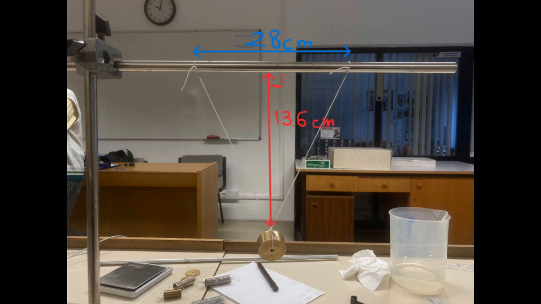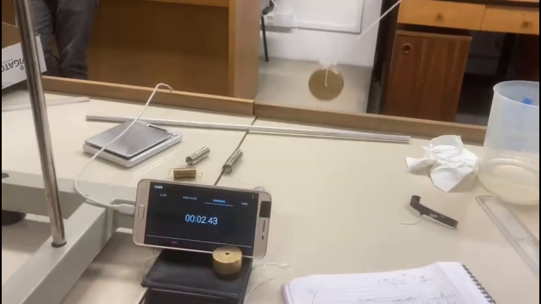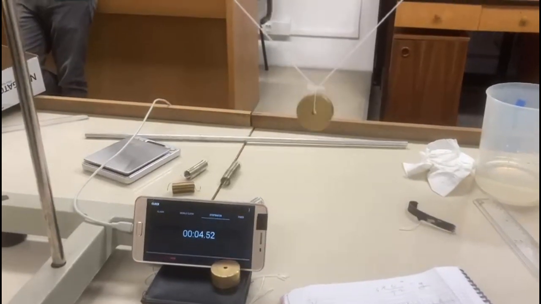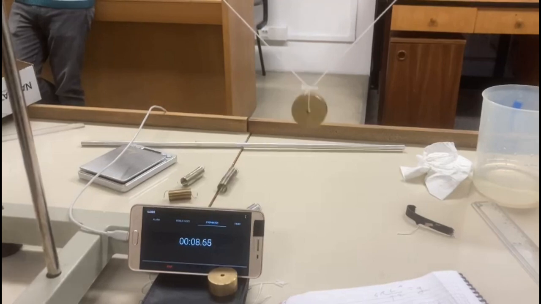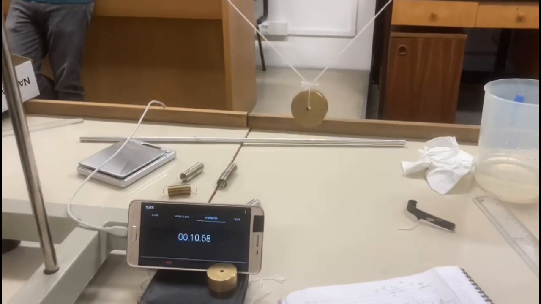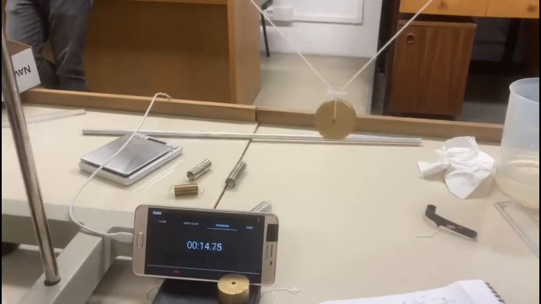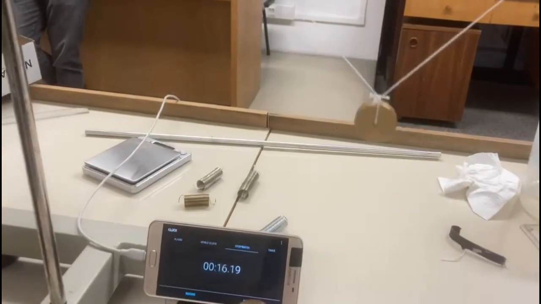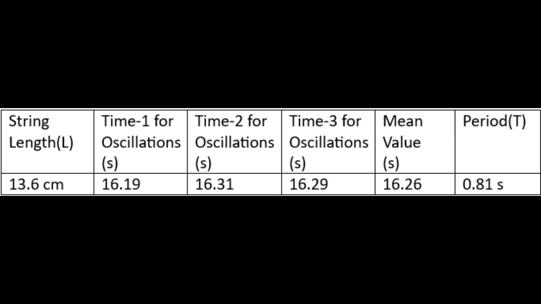Later on, I found the length of the imaginary pendulum string, which was shown as the red line before, to be 13.6 centimeters using the Pythagorean theorem. I measured the time for the object to oscillate 20 times, which is 16.19 seconds in the first round as shown here. I did the same 2 more times, and later on I took the mean value of those. I divided the mean value by the number of oscillations to find the period of the pendulum, which is 0.81 seconds.